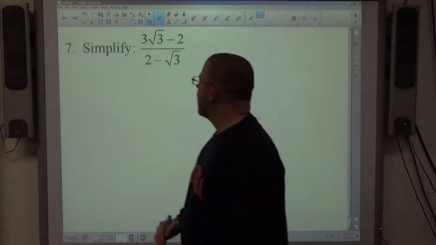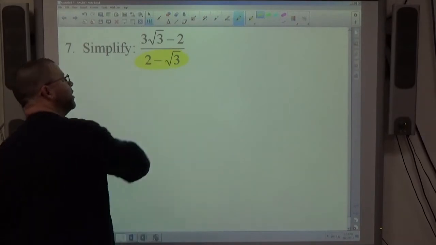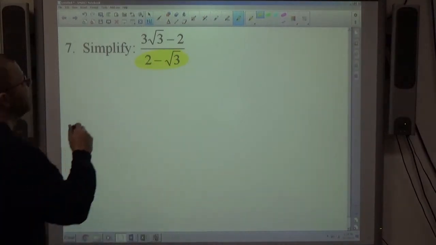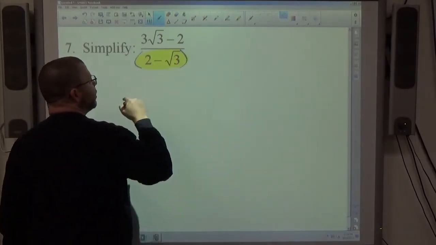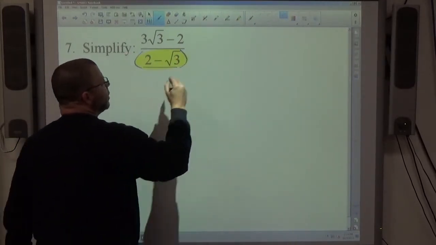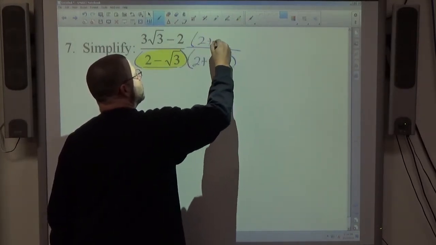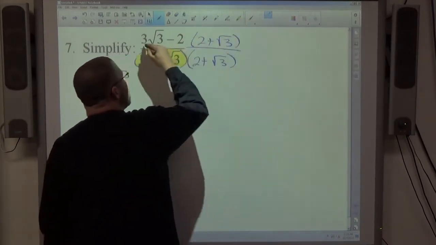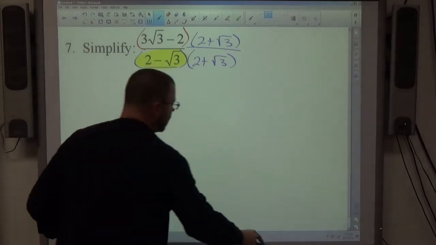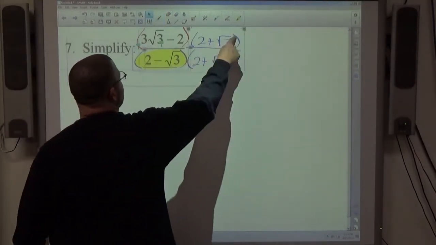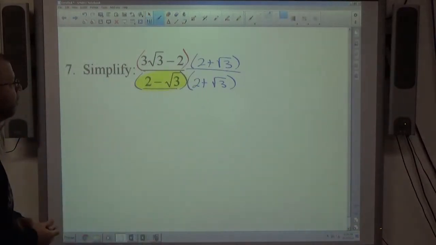Number 7, simplify. What's wrong with this? Obviously, hopefully, for you guys, there's a radical in the denominator. We don't like that. And the fix for a radical in the denominator is multiplication by the conjugate of that radical. So this is the binomial radical. Its conjugate is 2 plus the square root of 3. I need to treat both the top and the bottom as a single object, so I'm going to put parentheses around both objects. And what I need to do here is some foiling on top and just a shortcut FOIL on the bottom, because again, this multiplication by a conjugate is just one of those special cases.